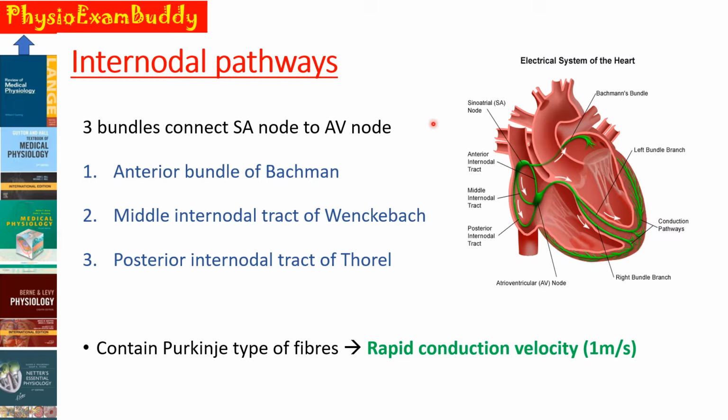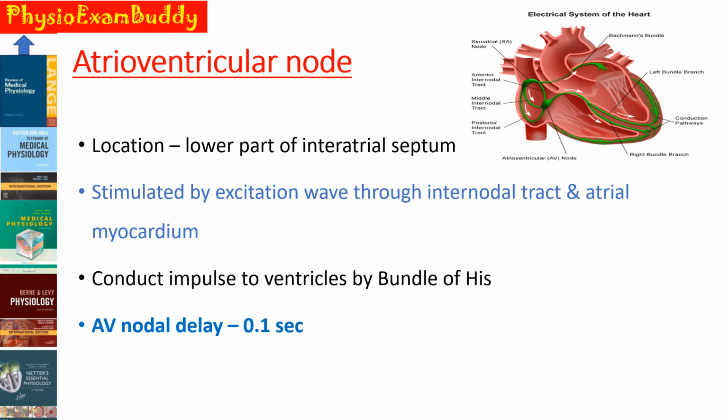Next, about the internodal pathways. It comprises three bundles that connect the SA node to the AV node, and they are the anterior bundle of Bachmann, the middle internodal tract of Wenckebach, and the posterior internodal tract of Thorel. The conduction is more rapid in these internodal bundles, that is around 1 meter per second, as they contain Purkinje type of fibers. That is the reason for the rapid conduction velocity of 1 meter per second.